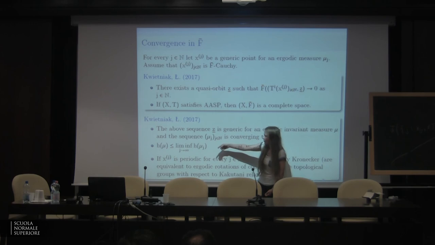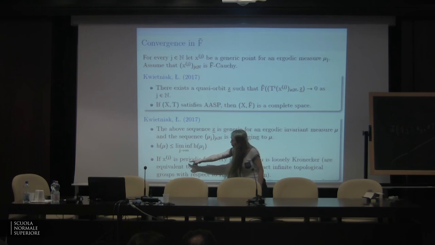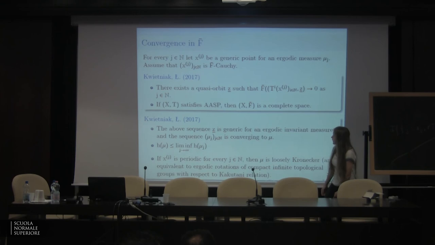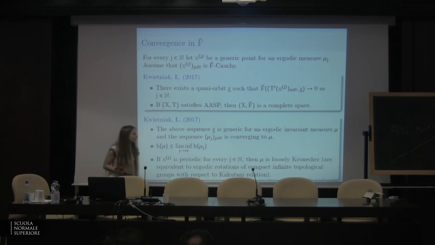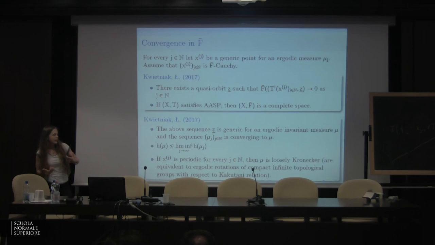And also, if we assume that all points from our system are periodic points, then we obtain that mu is a loosely Kronecker measure, that it belongs to the same class as an ergodic rotation of a compact topological group with respect to the Kakutani relation. So the Kakutani relation is a natural relation on ergodic dynamical systems, which is weaker than the isomorphism relation, in the sense that if two systems are isomorphic, then they have to be equivalent with respect to the Kakutani relation, but not vice versa.